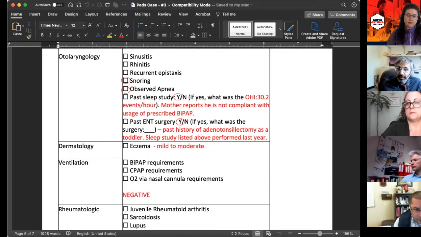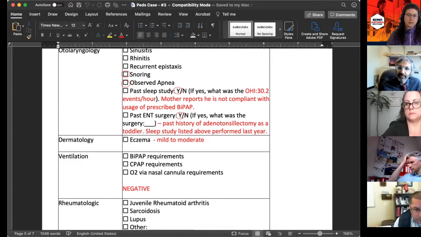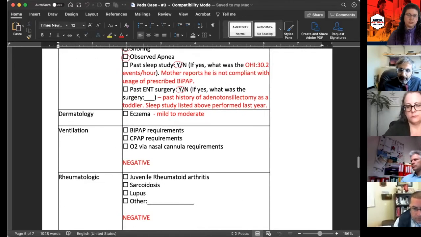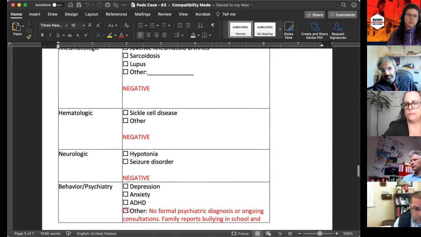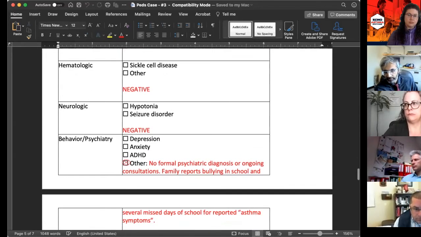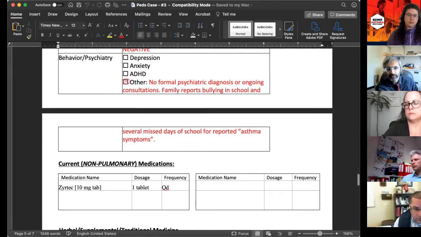She has had a past history of an adenotonsillectomy as a toddler, so that sleep study was done after the adenotonsillectomy, many years after she had gained a lot of weight. She does have mild to moderate eczema on exam. There are no other significant review of systems history.